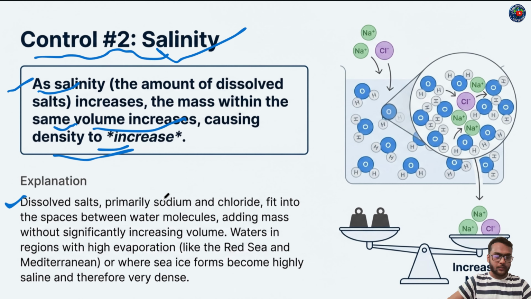Dissolved salt, primarily sodium and chloride, fits into the spaces between water molecules, adding mass without significantly increasing volume. Waters in regions with high evaporation, like the Red Sea and Mediterranean, or where sea ice forms, become highly saline and therefore very dense. That means if the water contains high salinity, the density of the water also increases.